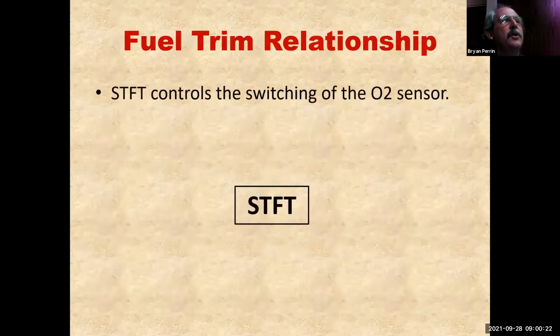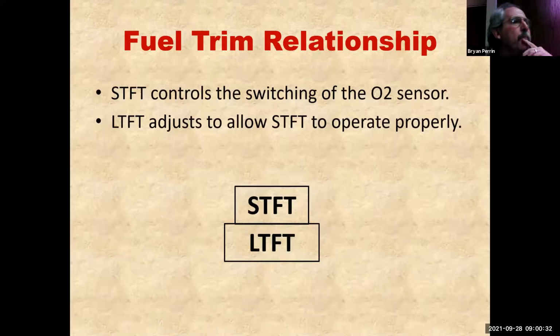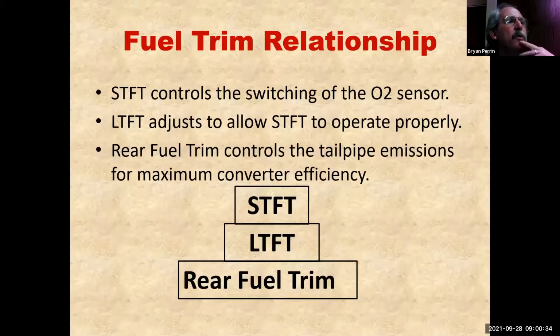So our fuel trim relationship: short-term fuel trim controls the switching of the O2 sensor. Long-term fuel trim allows short-term fuel trim to operate correctly. So that's what we learned about in the fuel trim section. Rear fuel trim controls tailpipe emissions for maximum converter efficiency. Some manufacturers say it's there for O2 sensor aging. It's really not O2 sensor aging, it would be more correct to say converter aging. So this is the hierarchy.